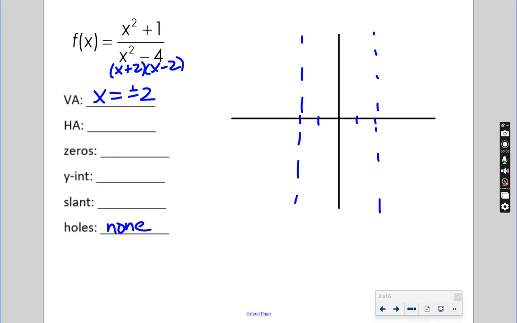Okay. Horizontal. Is it top heavy, bottom heavy, or equal? Equal. So what is it? Y equals? It's not 0. It's 1. Divide the coefficients of x squared. So 1 divided by 1 is 1.